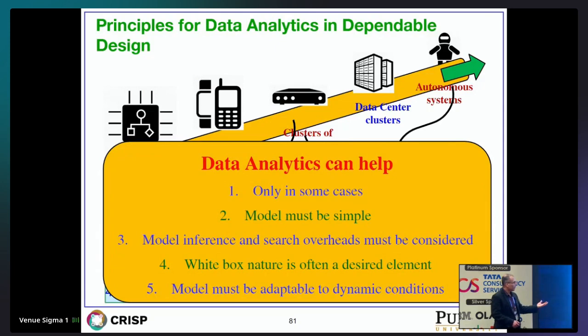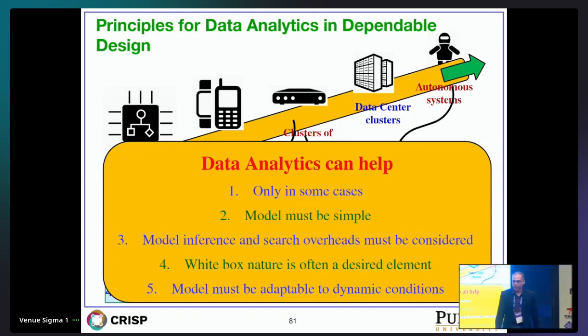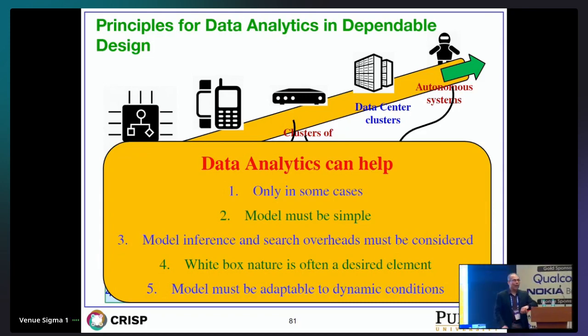And taking a step back, a 30,000 feet view of the world, if you're thinking of data analytics for building dependable systems, then obviously it's not a panacea, but there are a few aspects to take away. It can help in some cases. It can help when the model can be approximated, can be made somewhat simple so I can understand and interpret it. And whatever time I spend in inferencing or searching for the optimal model must be taken into account in the overhead of my system. White box is often a desired element, though not always achievable. And then the model must be parameterizable, must be adaptable to the dynamic system conditions.